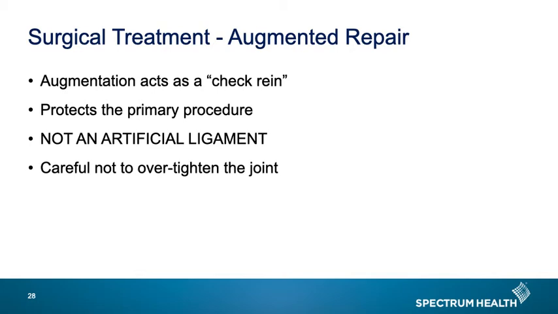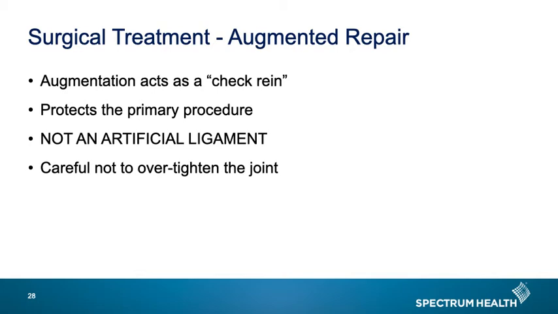If we can have some type of device in there to keep them more stable, it can protect the Brostrom repair so that it will heal on its own as it should. So this acts as a check rein, as they call it, to keep everything stable and allowing that primary repair to heal safely. This is also used in ACL reconstructive surgery in the knee to basically protect the ligament or whatever ligament graft they are using, synthetic or autograft, to repair that ligament. So it's been extremely successful in other parts of the body as well.